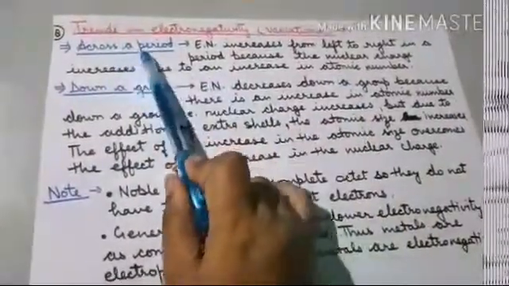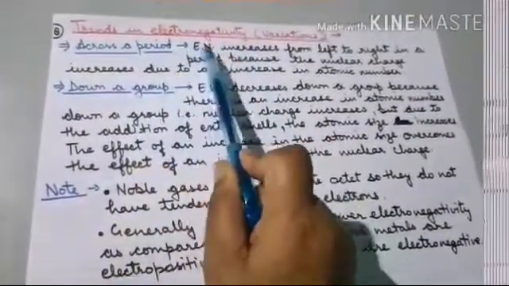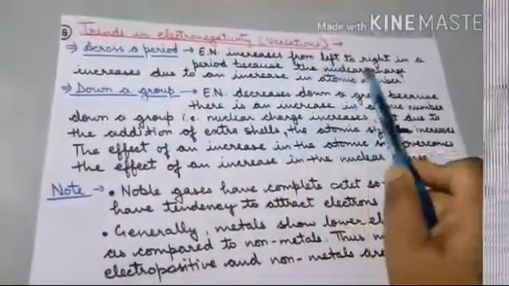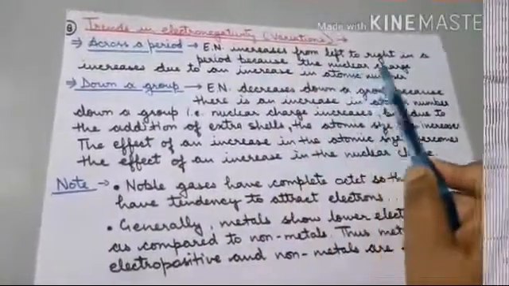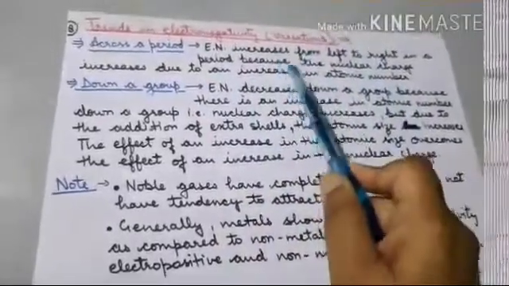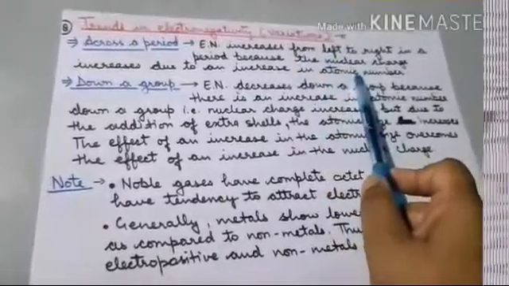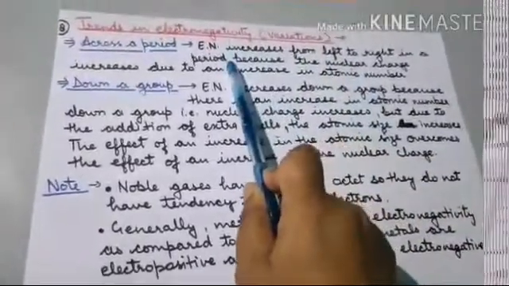Now see the trends or variations in electronegativity. Across a period, electronegativity increases from left to right because the nuclear charge increases due to an increase in atomic number. Means as the atomic size decreases, the nuclear charge increases in a period. That's why the electronegativity increases.